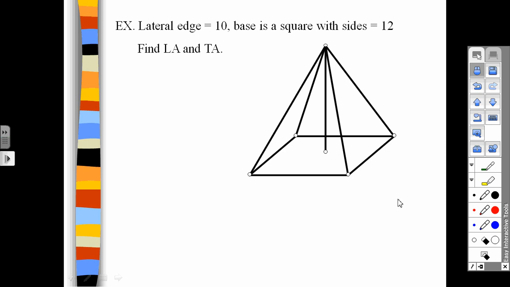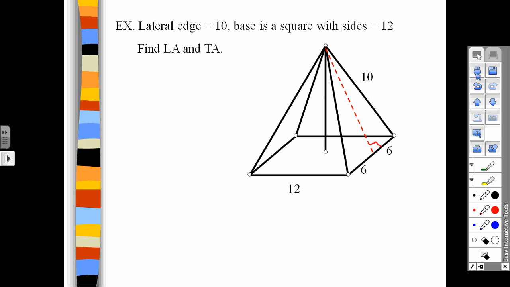We need to find the lateral area and the total area. The information given to us is that this is 10 and this is 12. We're going to need to know the slant height, so we're going to go ahead and draw that in. We know that the slant height goes to the midpoint of this side, so that's going to break up the 12 into 2 equal parts of 6. Remember that this is a right angle.